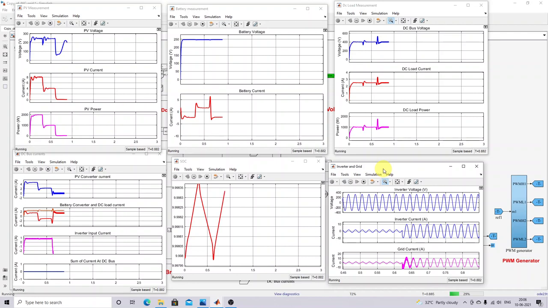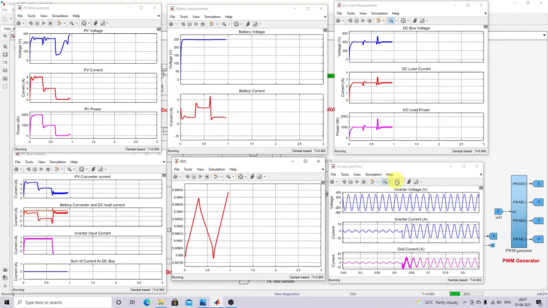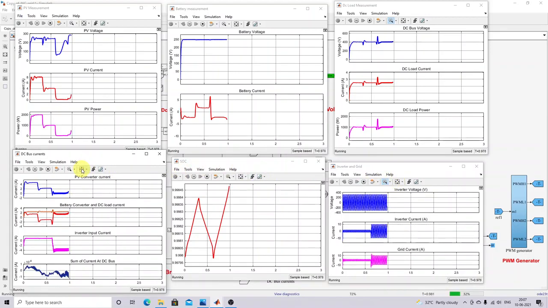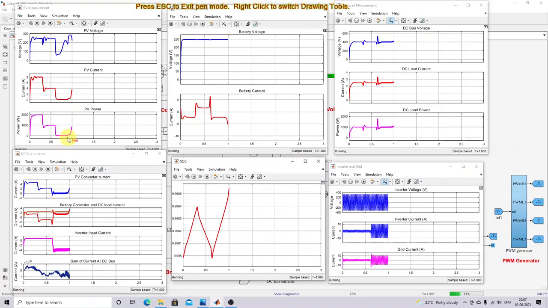After 0.9, the irradiation changes from 10 watts per meter square to 500 watts per meter square. So what will happen because of that? We'll check that one. Once again, here you can see that because of the change in irradiation from 10 watts per meter square to 500 watts per meter square, the PV power settles around 1000 watts, but the condition is not satisfied.